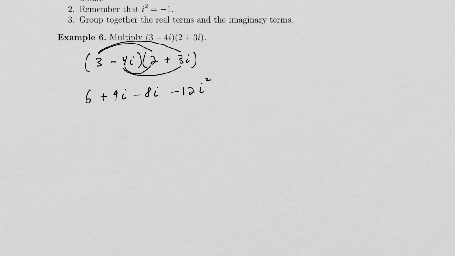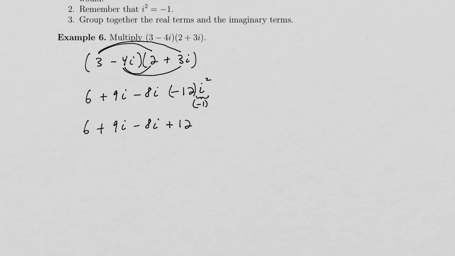Okay? But here is where you have to be careful. This i squared is really a -1. So I have 6 plus 9i minus 8i. And then what's negative 12 times -1? This is really multiplying now, right? Negative 12 times -1 is a positive 12, because I have the i squared there, which is -1, it changes the sign to a positive 12.